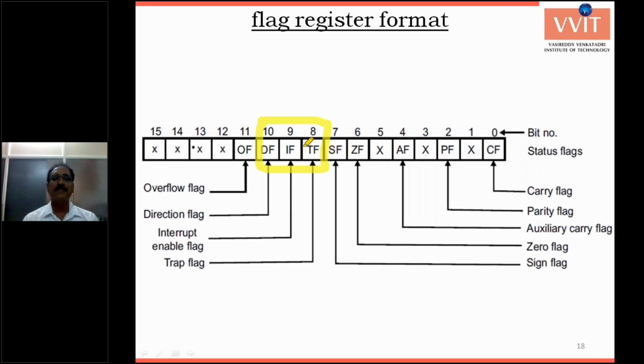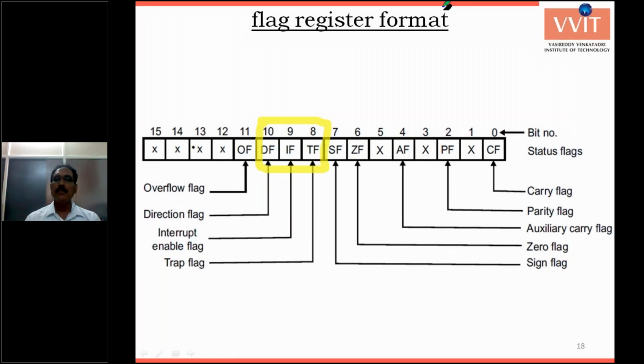Next, the trace or trap flag. If it is 1, the program is executed step by step, one statement at a time. If it is 0, the whole program is executed. Step-by-step processing is the interpreter concept, indicated by 1. If it is 0, it is indicated for assembling or compiling.